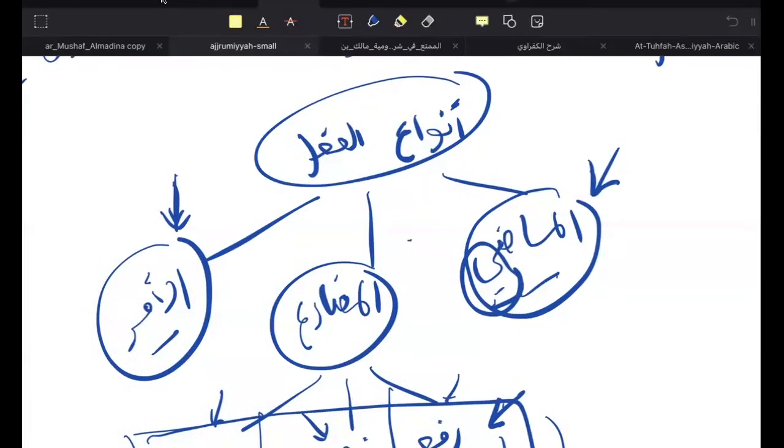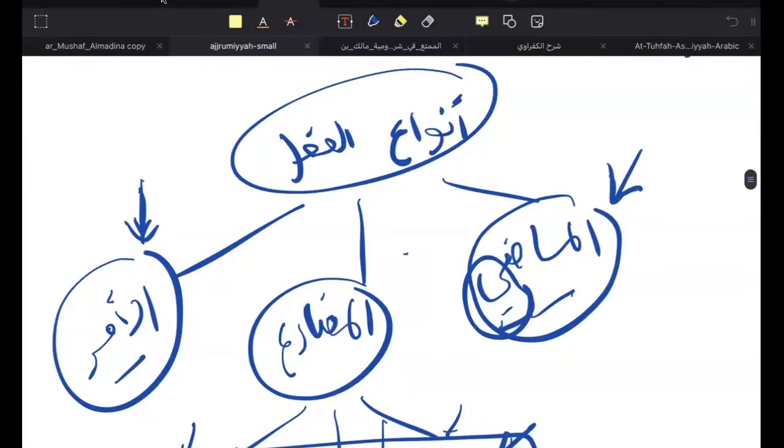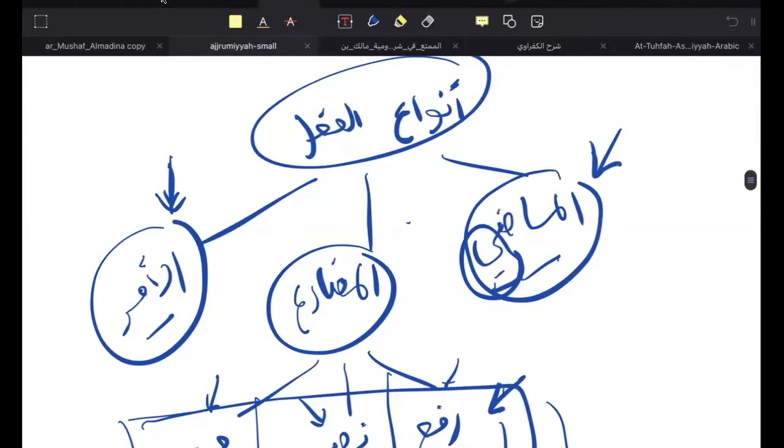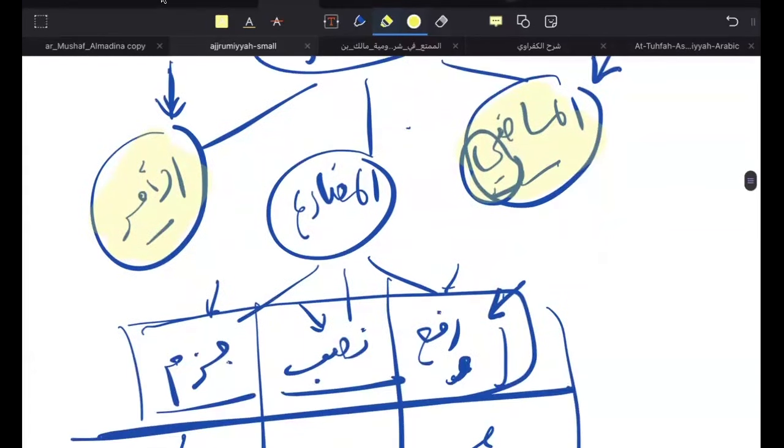Now, last class we started talking about the verbs, and we said that the verbs are three types, and we said that the asl of the verb is that they're mabni. So we have al-madi and al-amr. Both of these types of verbs are mabni always. They don't have haraka, they don't change, they don't have movements. And then we explained to you the different opinions about what it is mabni on.